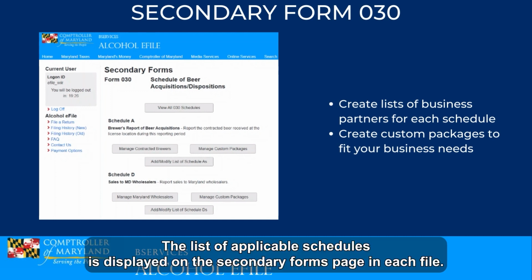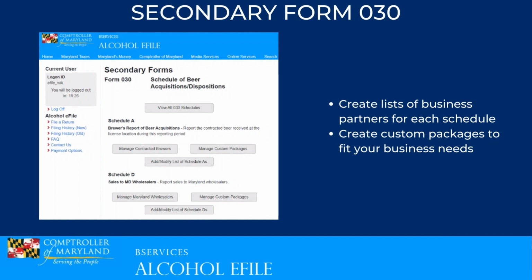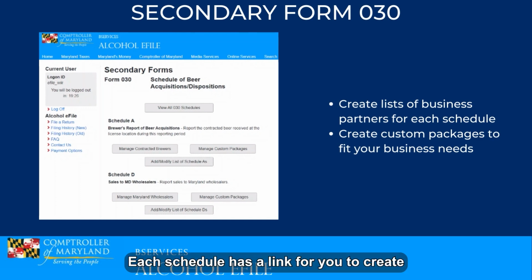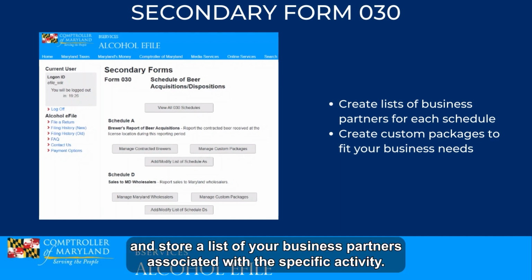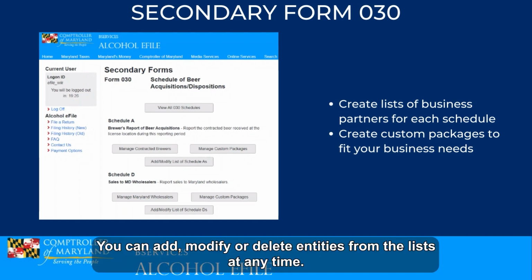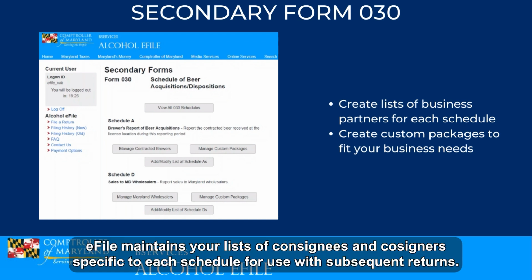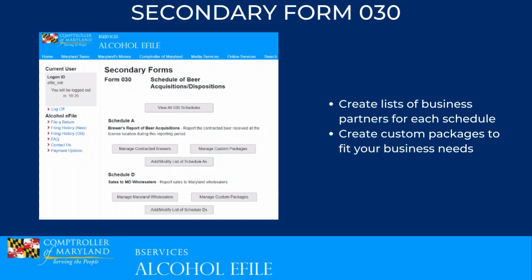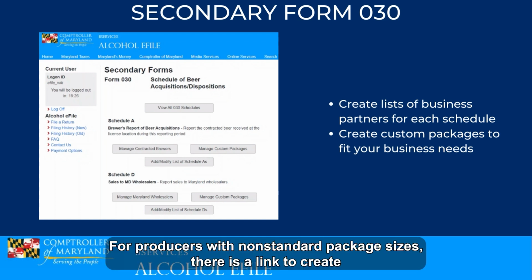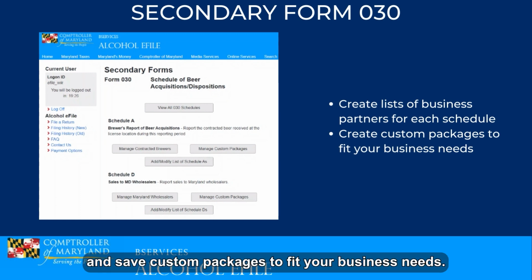The list of applicable schedules is displayed on the Secondary Forms page in eFile. Each schedule has a link for you to create and store a list of your business partners associated with the specific activity. You can add, modify, or delete entities from the lists at any time. eFile maintains your lists of consignees and consignors specific to each schedule for use with subsequent returns. For producers with non-standard package sizes, there is a link to create and save custom packages to fit your business needs.